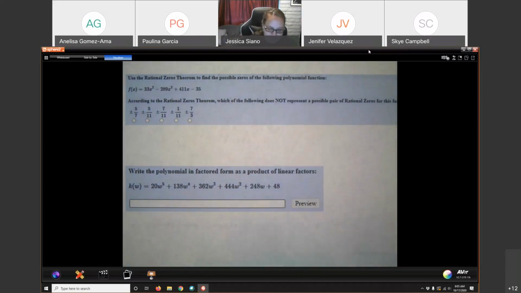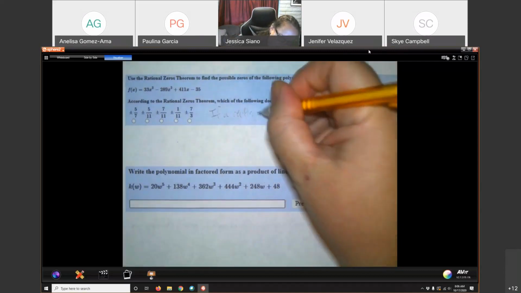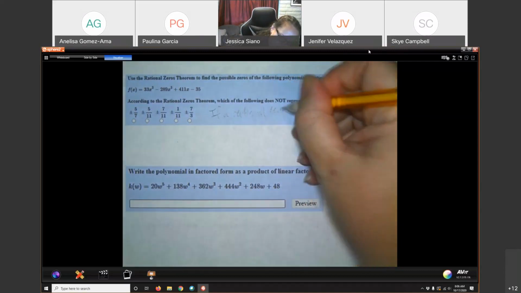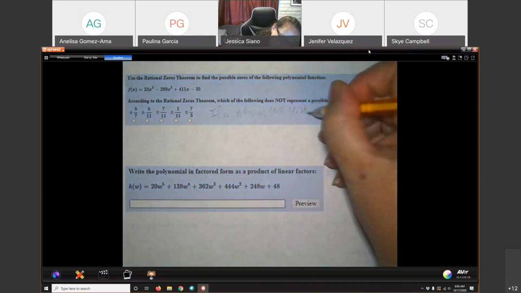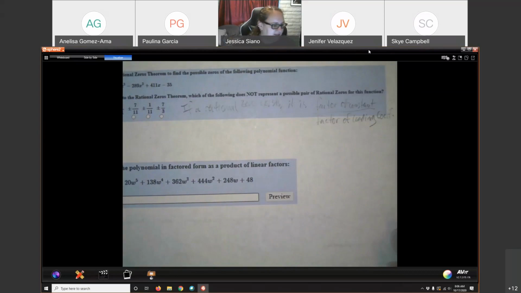The rational root theorem says that if there is a rational zero, if the zero exists, it is a factor of the constant term over a factor of the leading coefficient. That's what the rational root theorem says.